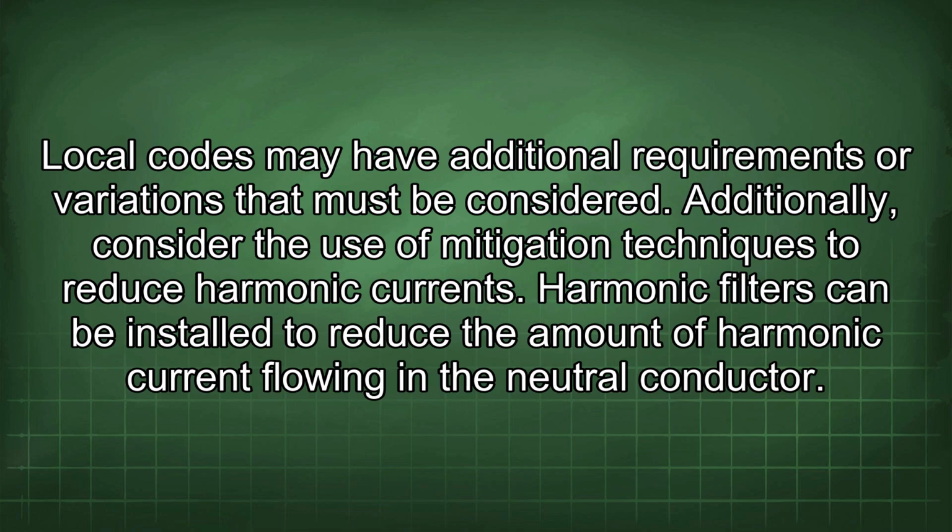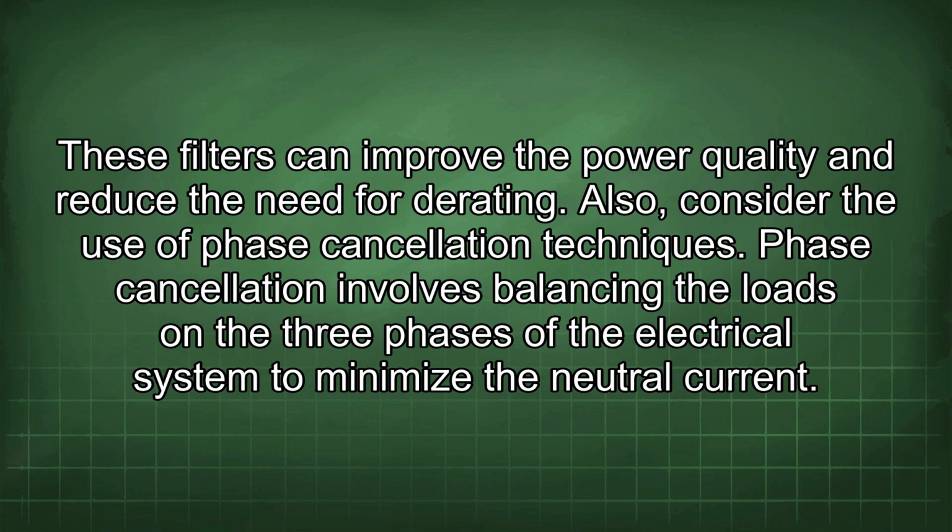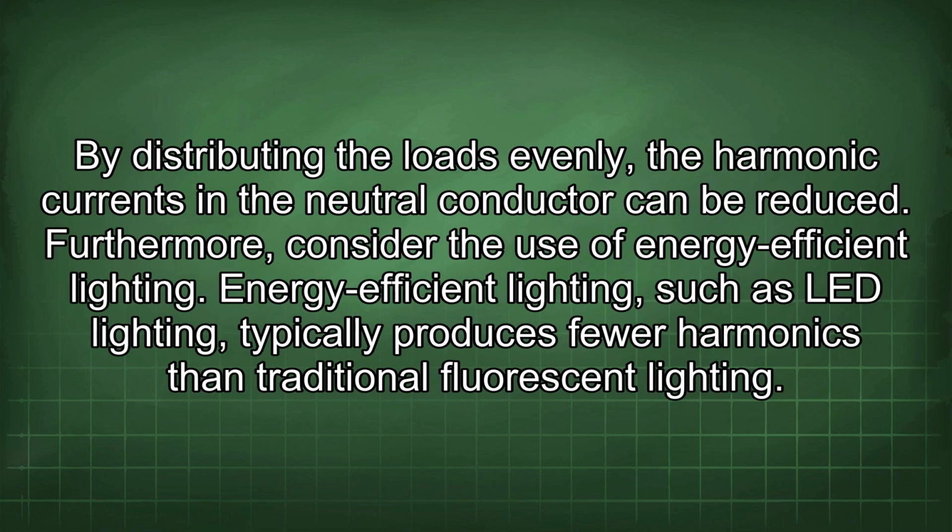Additionally, consider the use of mitigation techniques to reduce harmonic currents. Harmonic filters can be installed to reduce the amount of harmonic current flowing in the neutral conductor. These filters can improve the power quality and reduce the need for derating. Also, consider the use of phase cancellation techniques. Phase cancellation involves balancing the loads on the three phases of the electrical system to minimize the neutral current. By distributing the loads evenly, the harmonic currents in the neutral conductor can be reduced.